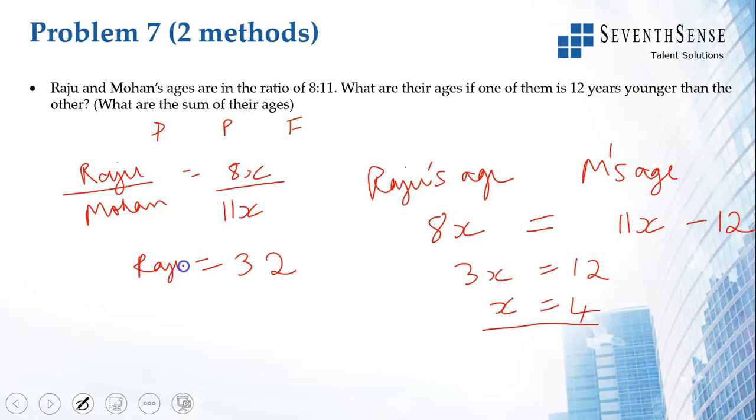Mohan is 11 into 4, 44. The question could be, what are their ages? Now, what are their ages 3 years from now? What is the sum of their ages? Okay, sum of their ages would be 32 plus 44, 76. Okay, straightforward questions.